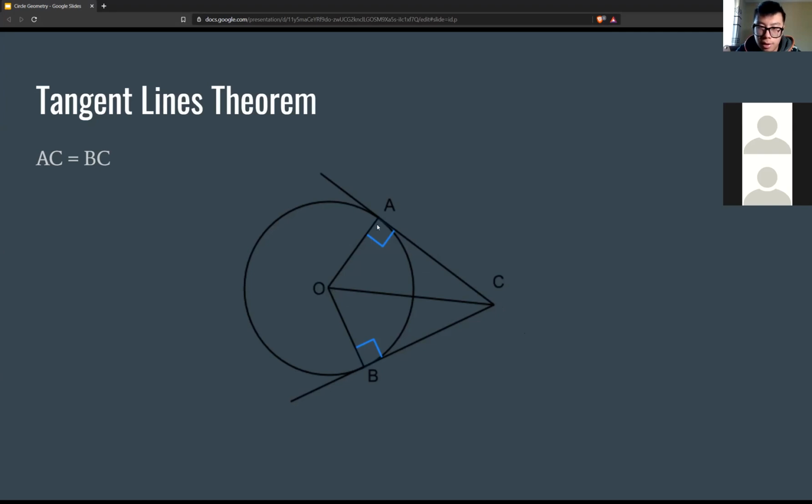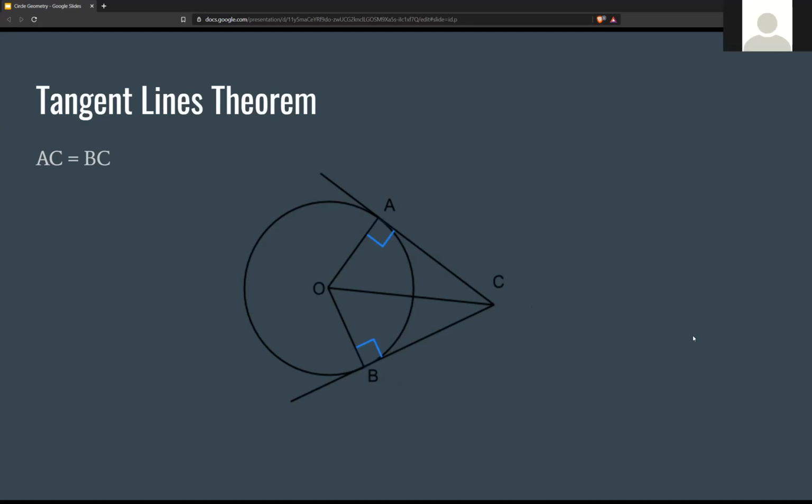Since OA is equal to OB because they're the radii of the circle, and both of these triangles share the hypotenuse, the longest side length of the triangle, which is OC, that means that AC is equal to BC. Does everyone understand that? Give me a thumbs up if you understand. I see a few thumbs up.